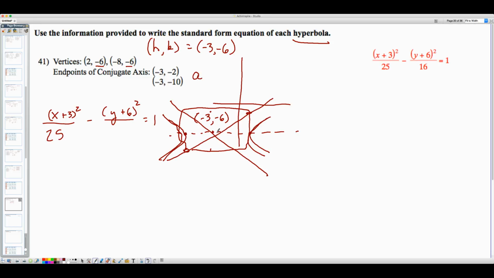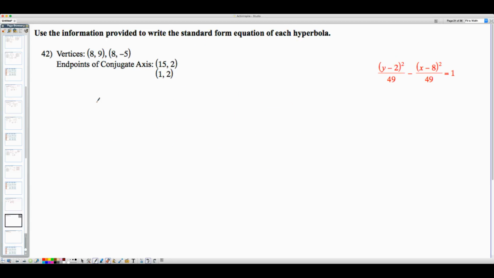And in the y direction, to go from -6 to -2 would be 4. So this would be 16. Let's try this again.